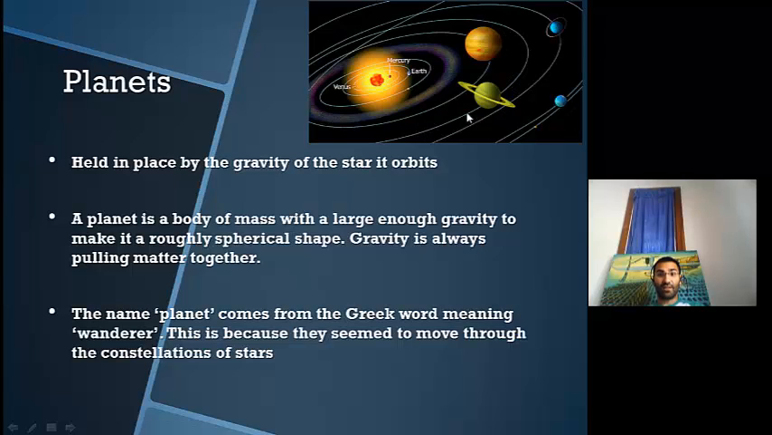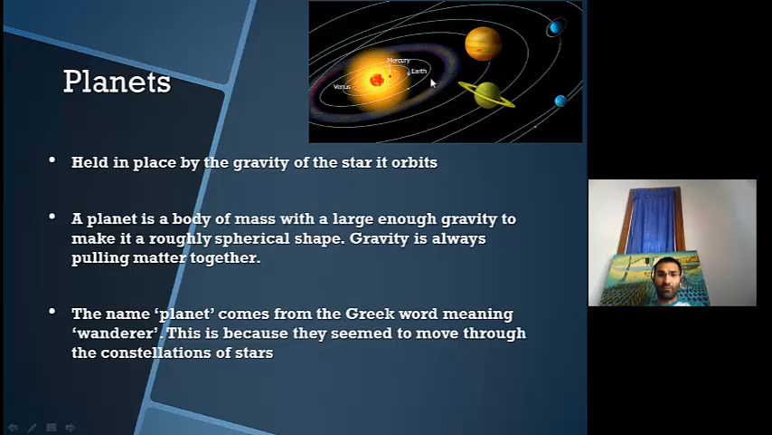In the same way that a moon will orbit a planet, held in by its gravity, a planet will orbit a sun held in by the gravity of the sun. A planet is a large body. It's a large body of mass, and that mass is enough to create a spherical shape. And gravity always has matter pulling together, so it's always pulling inwards.